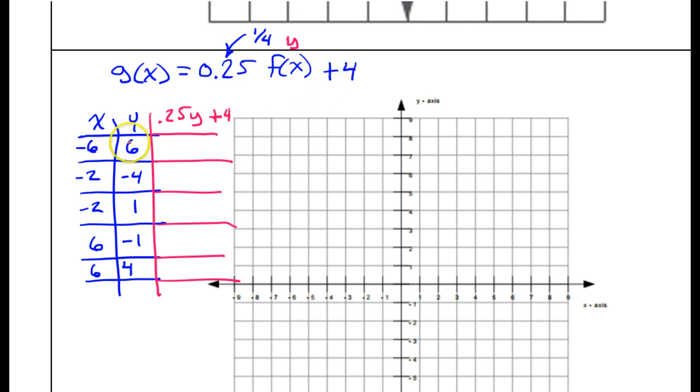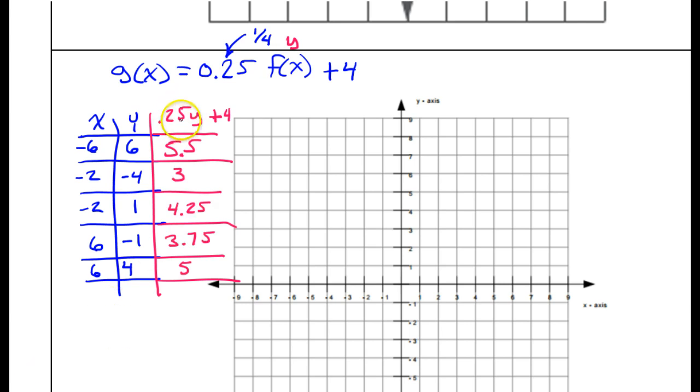So, for example, if I do 0.25 times 6, and then I add 4, I'm going to get 5.5. Okay? So I'm simply substituting each y value into this expression, and I'm going to see what I get. I'm going to go ahead and do that with all of these values off camera.